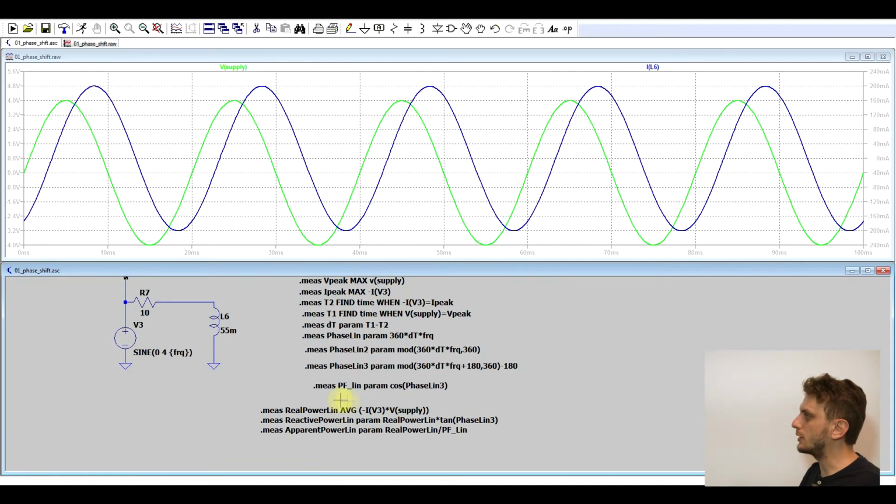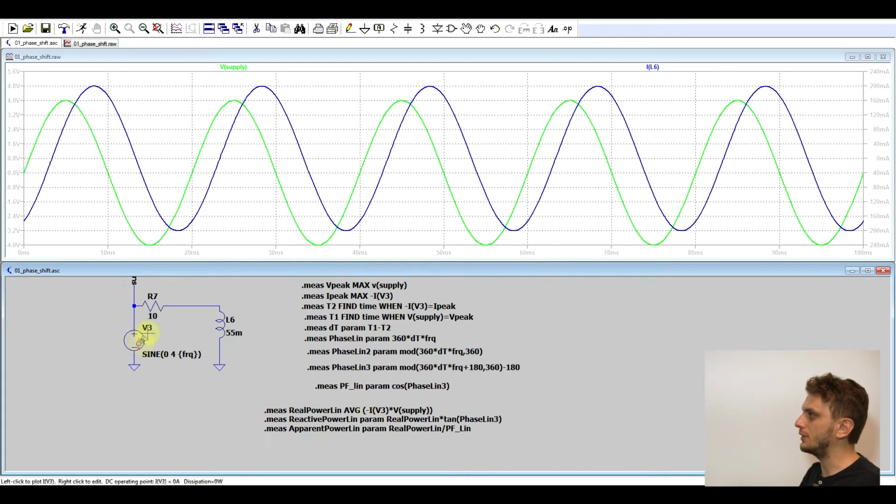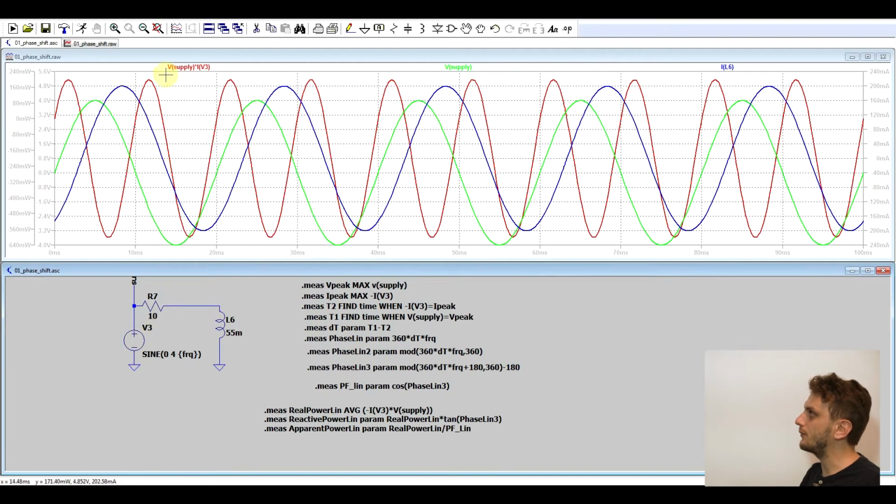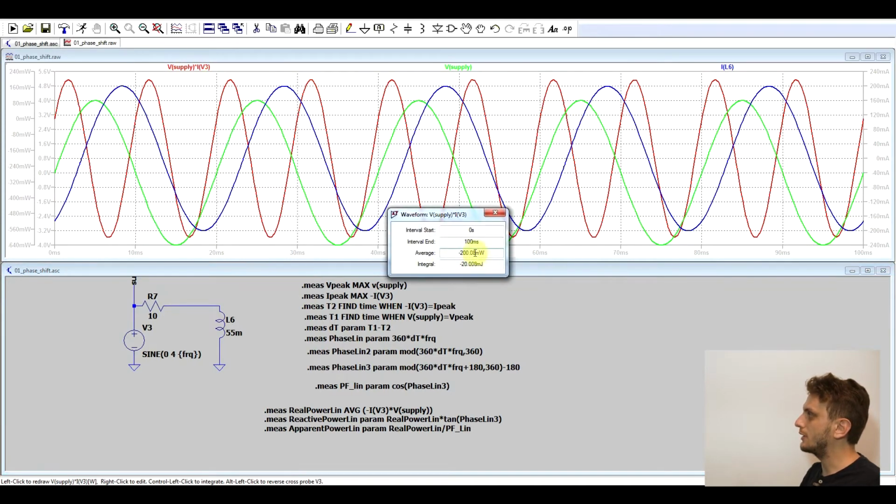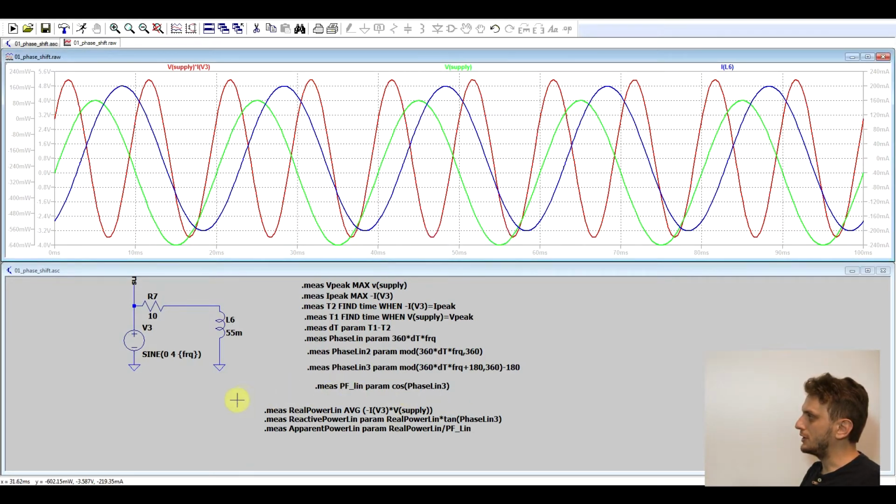So for the real power, we can simply take the average of the power dissipation on the power supply. So by going with the Alt key over it, left clicking, we get our power dissipation on our power supply, and we can work out that the average is 200 milliwatts. Again, it's negative because of the way LTspice interprets the current. And we can also calculate this by using a measurement statement, by calculating the average of the voltage on the supply times the current going through the supply.